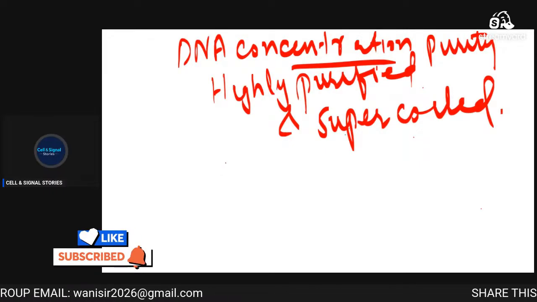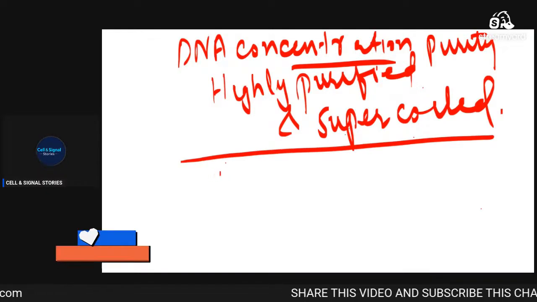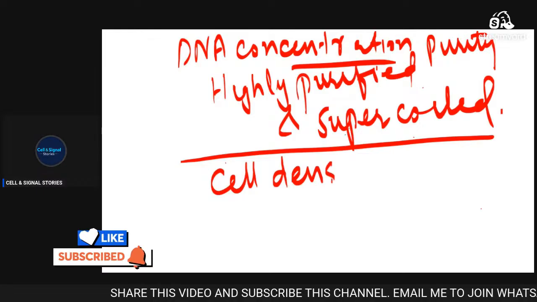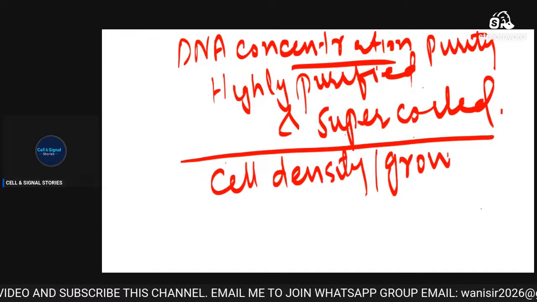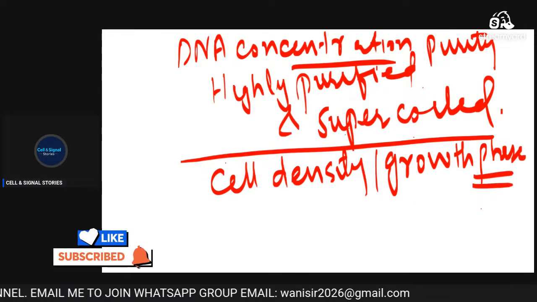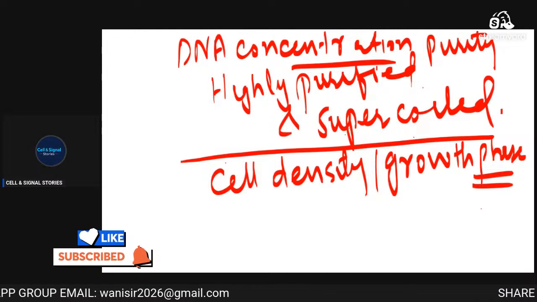Now cell density and growth phase are also important. Cell density affects it, and so does the growth phase in which you have taken the cells. Mostly we take log phase cells, which are usually transfected more efficiently than stationary phase cells. So this needs to be understood.